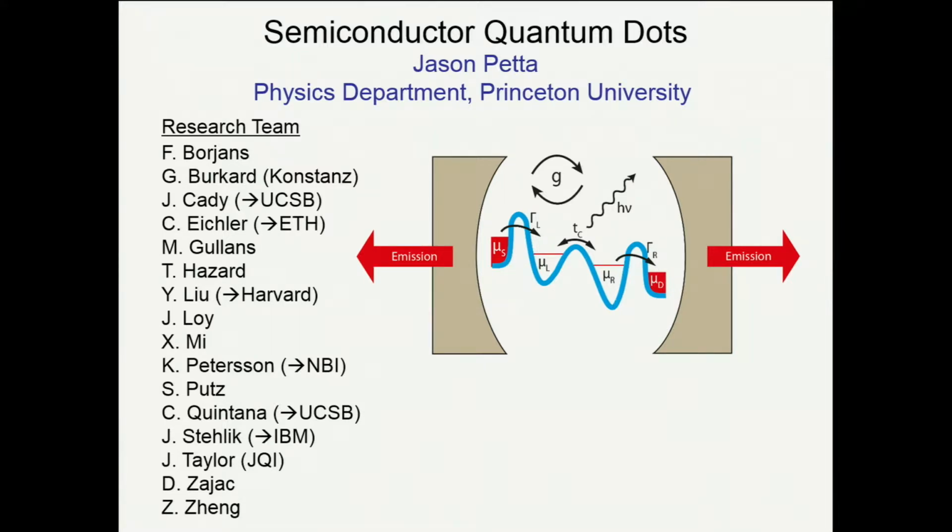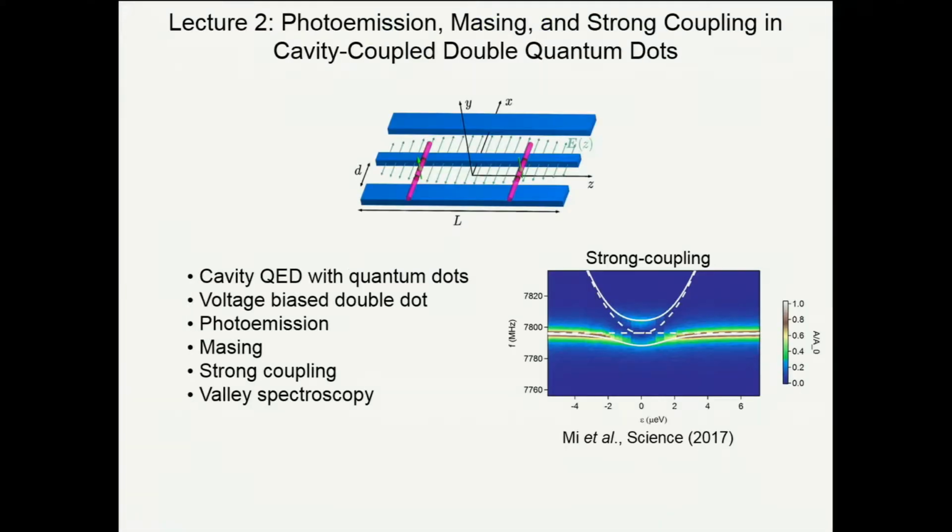So this second lecture is mainly going to be focused on light-matter interactions and coupling single charges to single photons, and heading in the direction of being able to couple single spins to single photons. So here's an outline of the lecture. I'll talk about cavity QED with quantum dots, how we can couple light to matter in our experimental platform.